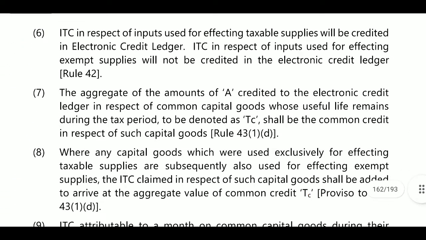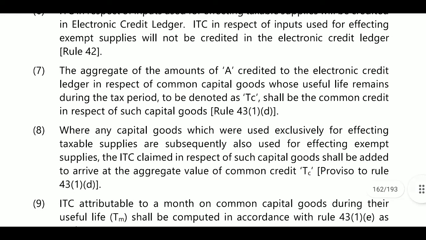Next, point 6. ITC in respect of inputs used for effecting taxable supplies will be credited to the electronic credit ledger. ITC in respect of inputs used for effecting exempted supplies will not be credited to the electronic credit ledger. Which is exclusively used for exempted supplies, it will not be considered.